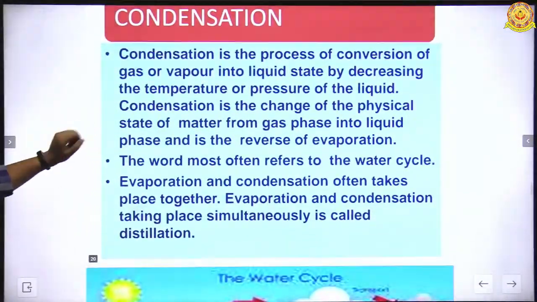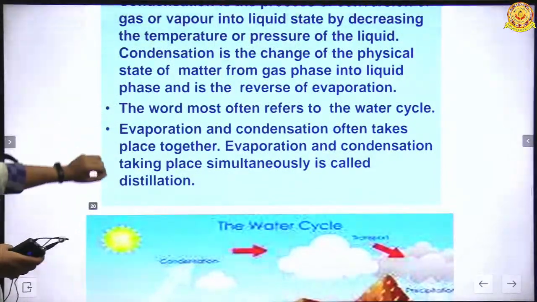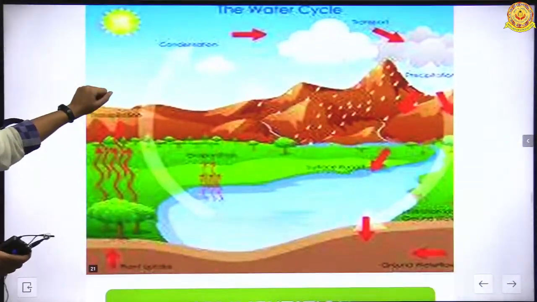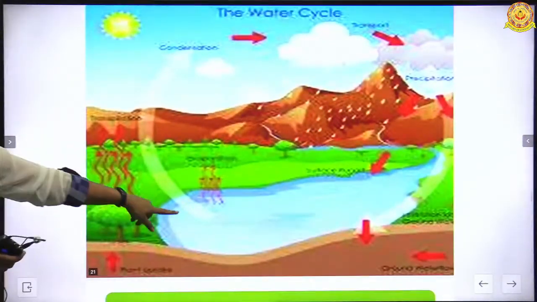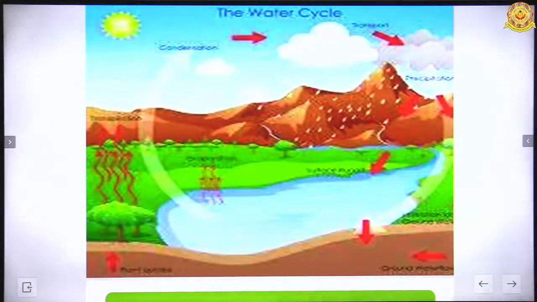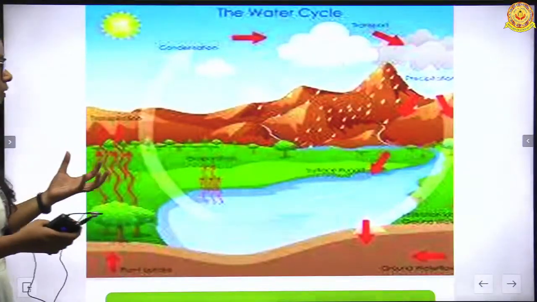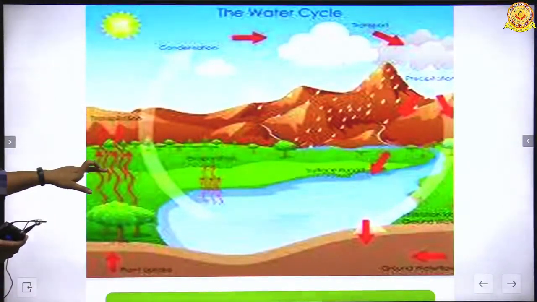Now evaporation and condensation often take place together. Evaporation and condensation taking place simultaneously is called distillation. This is how you can see the water cycle. Right now I have explained that the water will get evaporated because of the sun. After that it is converted into cloud, and then when the temperature decreases, it will again come in the form of water only.